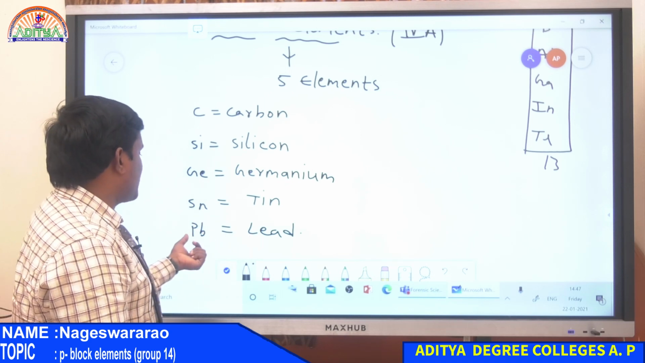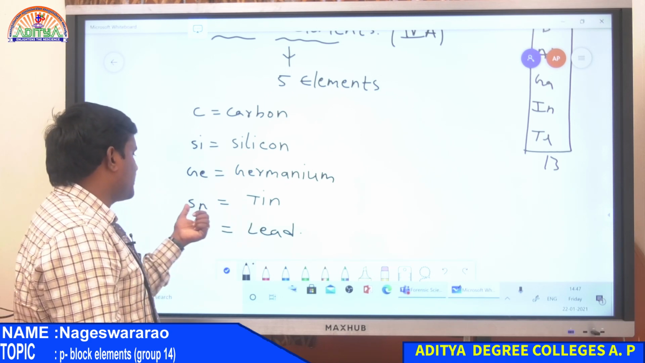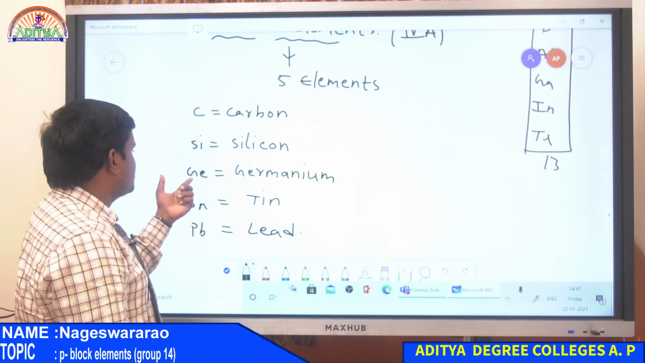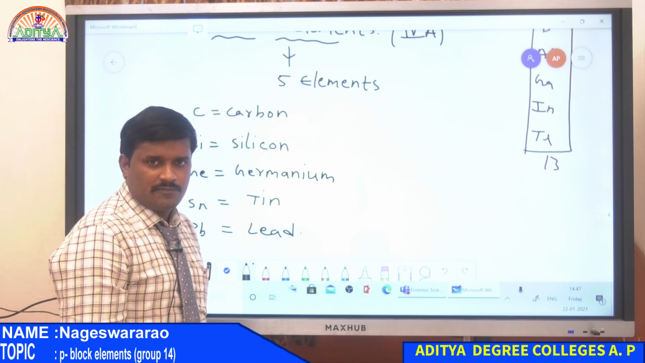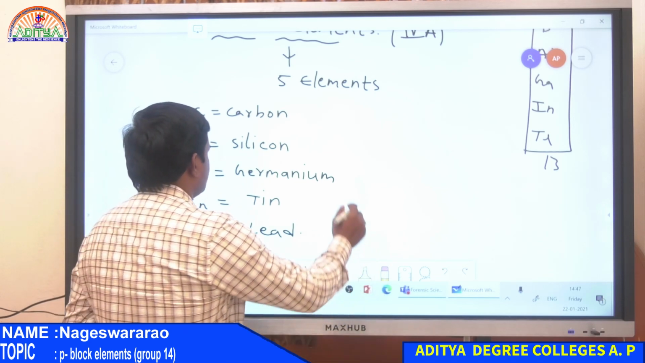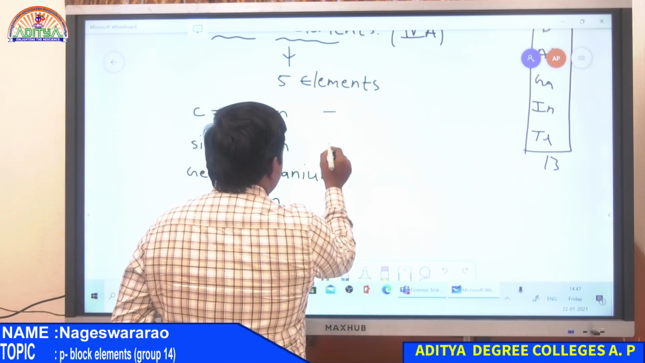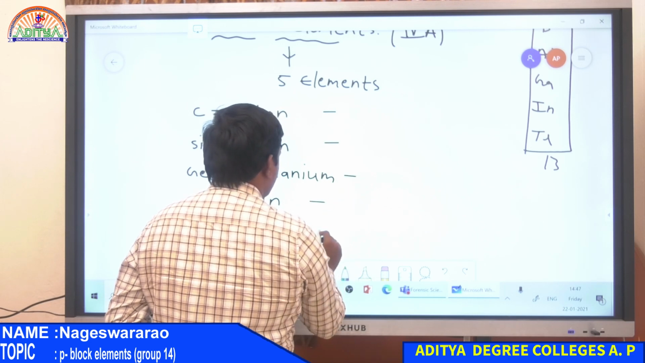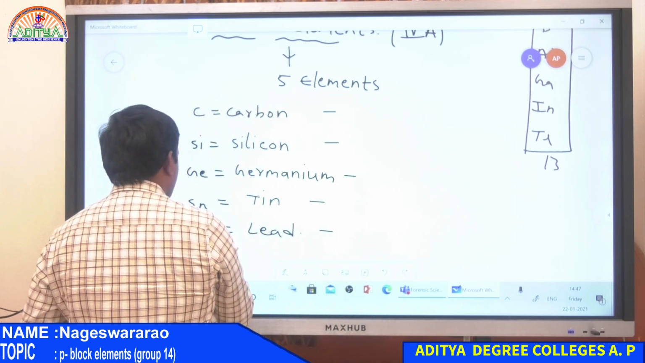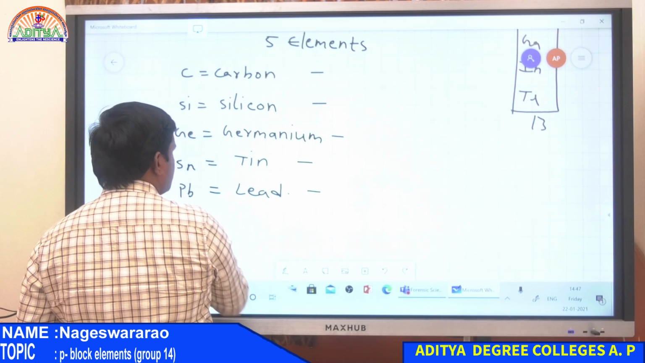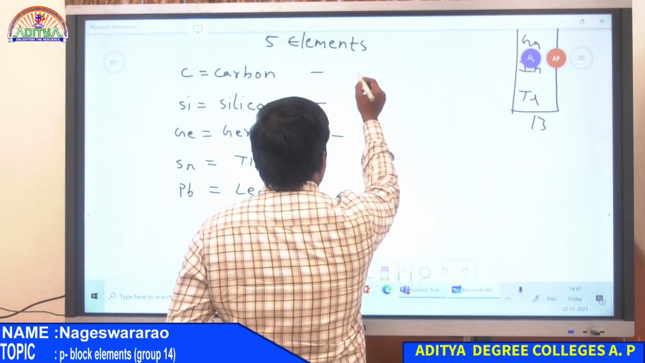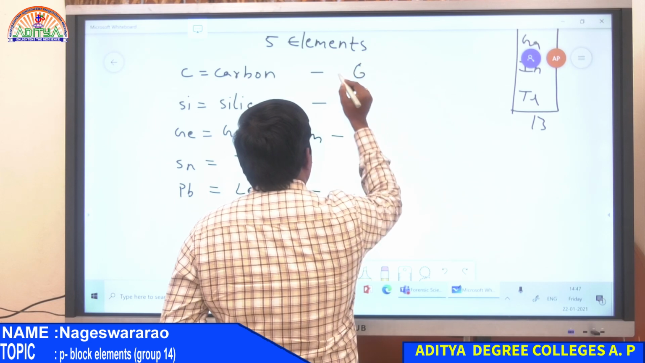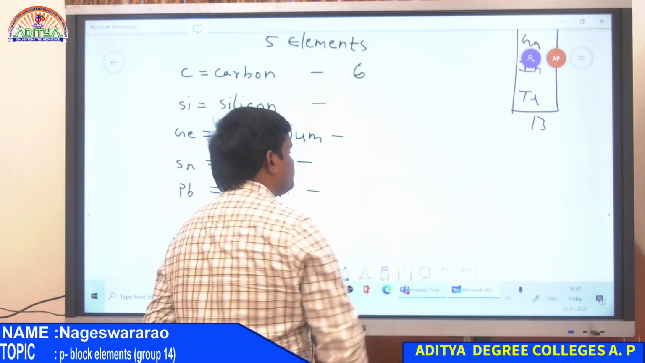So lead is denoted as Pb, tin is denoted as Sn, germanium Ge, silicon Si and carbon C. Now what are the atomic numbers for all these elements? Atomic numbers. So the carbon atomic number is 6.